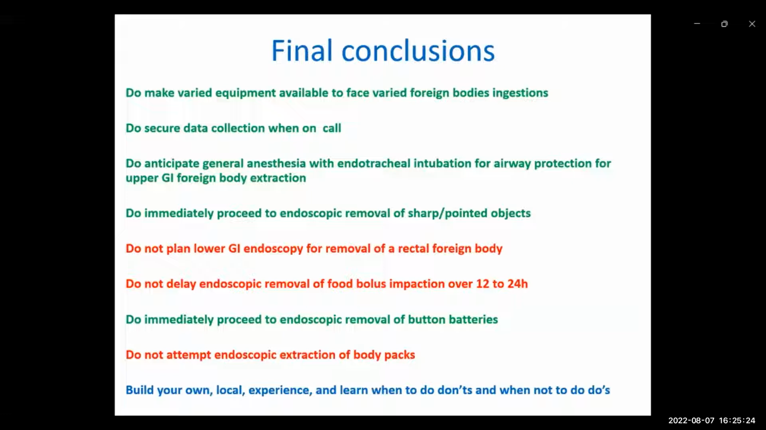As final conclusions, I would like to add that you should not attempt endoscopic extraction of body packs, but you should build your own local experience and learn when to do don'ts and when not to do those.